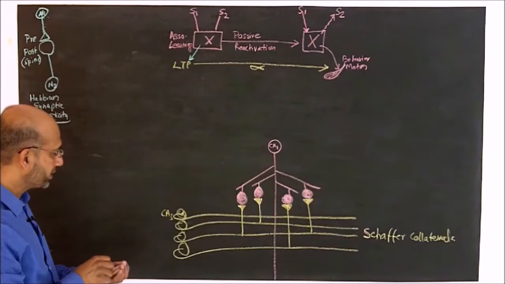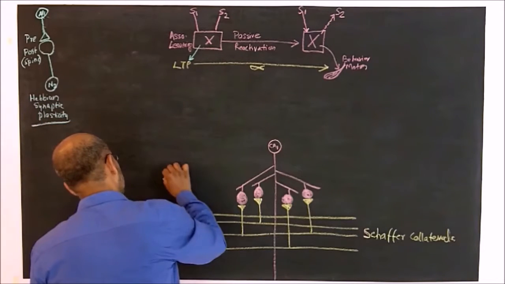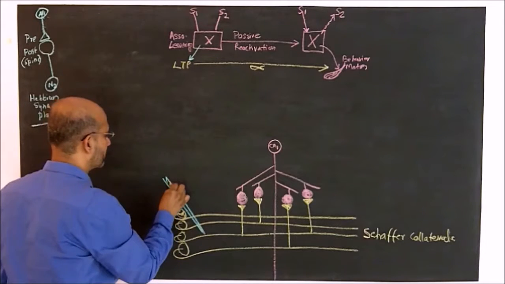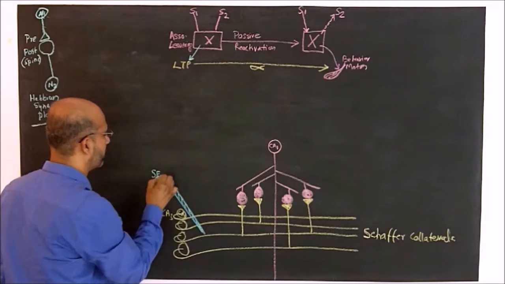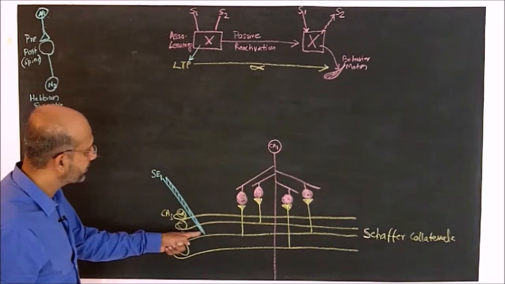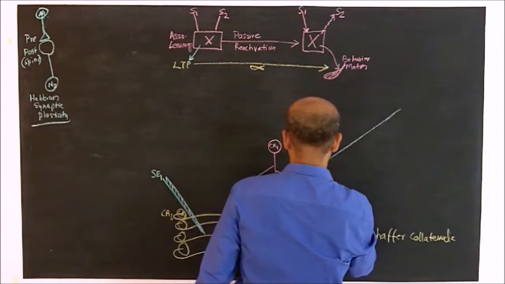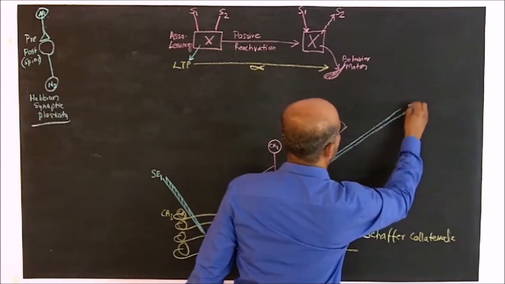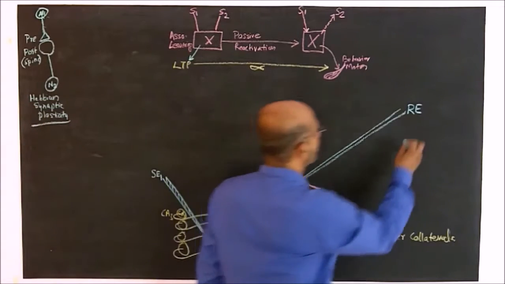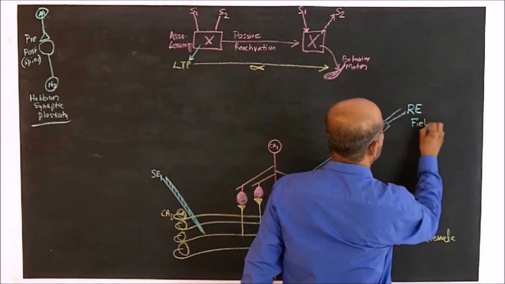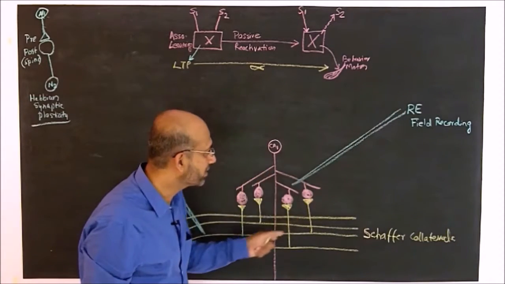Now, what experimenters did was they put electrodes into this Schaffer collateral region. So this is an electrode, a stimulating electrode, SE1. They stimulated this region, and then they started recording from this extracellular space. This is a recording electrode, and this recording from the extracellular space is called field recording. This means that they are recording the electrical changes in this entire field.